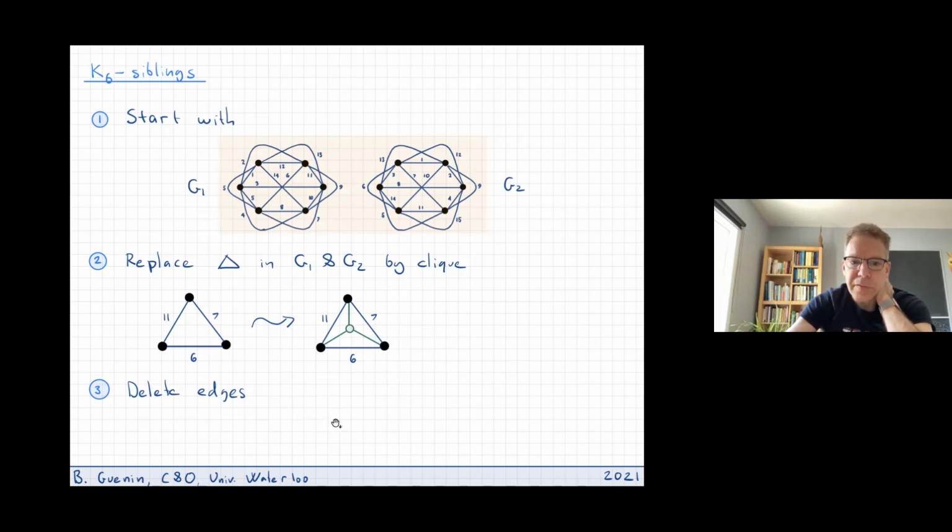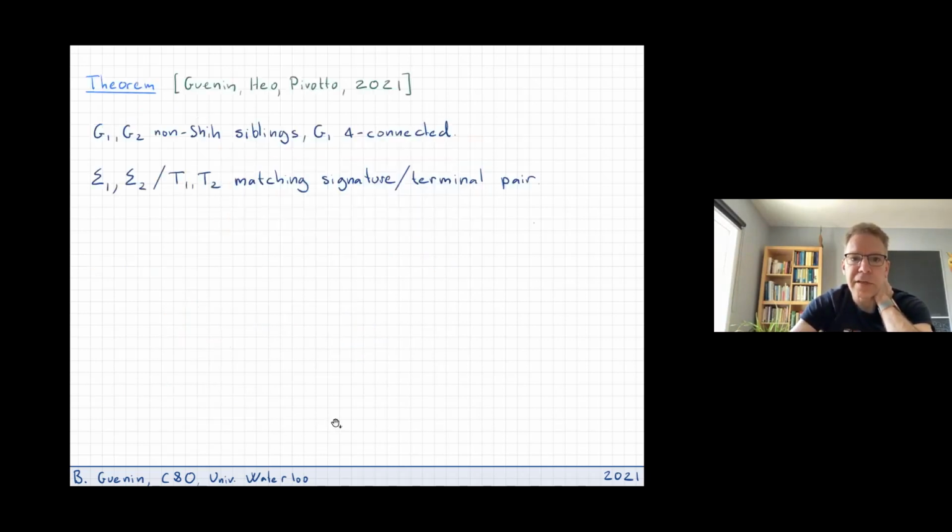All right. So now let me tell you what the theorem is. So I started with two graphs, which are siblings, and I'll assume that they're non-trivial siblings, because otherwise we already know the relationship between G1 and G2. And for now, I'm going to have this ugly condition that one of the two graphs has to be four connected, but I promise I'll do better after, but I'll keep that here for now.